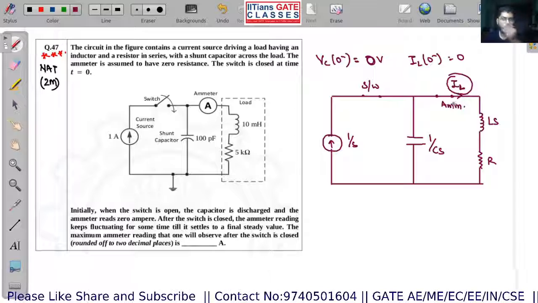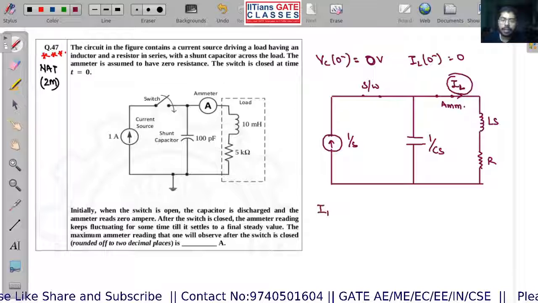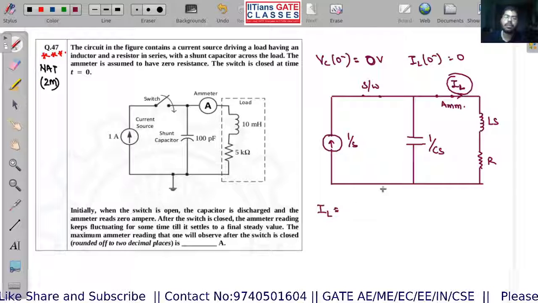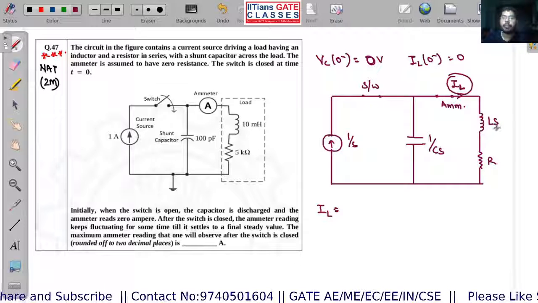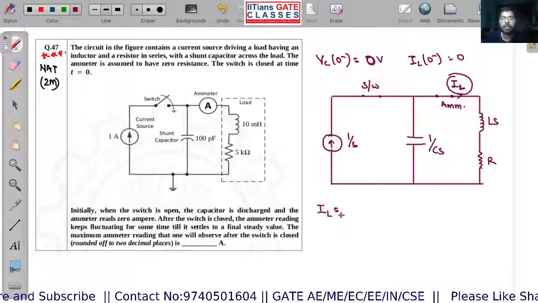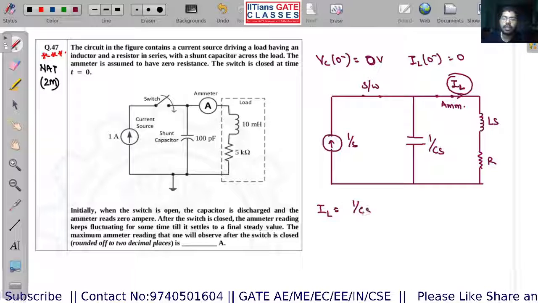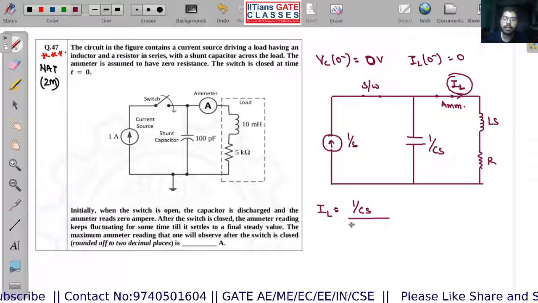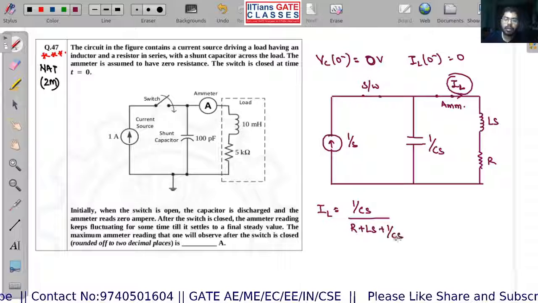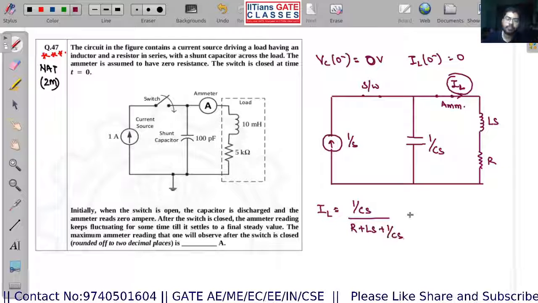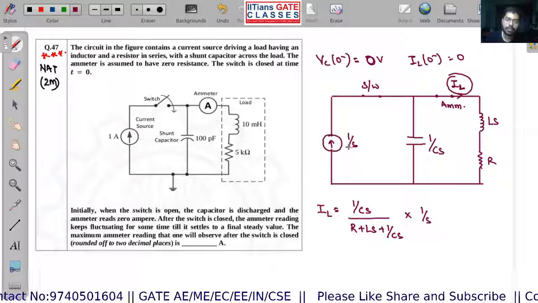So now what should I do? Simply I can apply the current division rule, because this capacitor 1 by Cs and this load are in parallel. So IL is basically 1 by Cs divided by R plus Ls plus 1 by Cs, into 1 by S, the 1 by S for this current source.